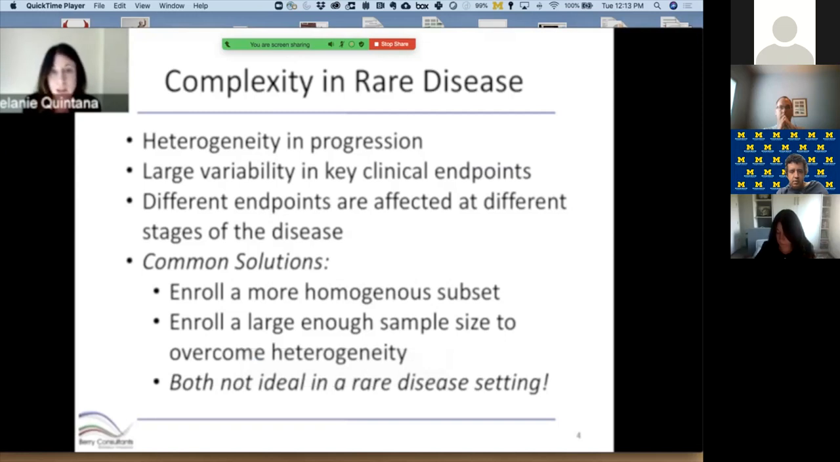Of course, common solutions in the non-rare disease setting are we enroll a more homogeneous subset, as I mentioned was done in regular or sporadic Alzheimer's trials, or enroll a large enough sample size to overcome this heterogeneity. Obviously, these are not solutions that we can use in the rare disease setting. The first, because we don't want to make a rare disease even more rare by only allowing a very narrow subset of the individuals to enroll in the trial. And the second, because oftentimes we don't have a large enough sample size available to enroll to overcome the heterogeneity.